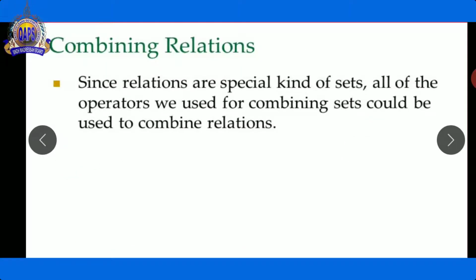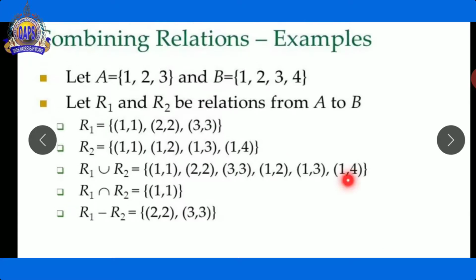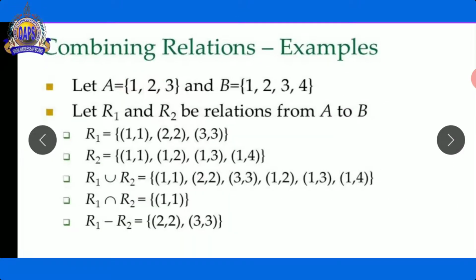Since relations are special kinds of sets, all of the operators we used for combining sets could be used to combine relations. Now see here in this example, combining relations. Example: let A contain 1, 2, 3 and B contain 1, 2, 3, 4.